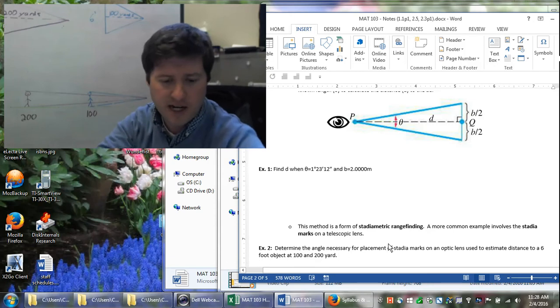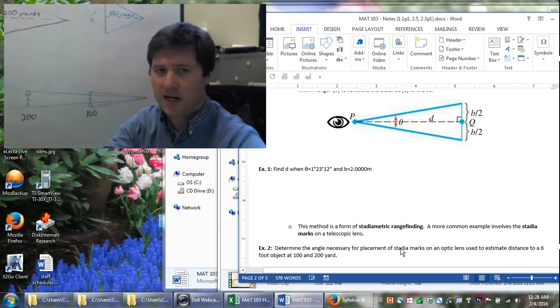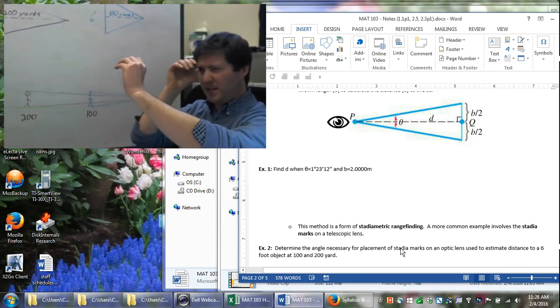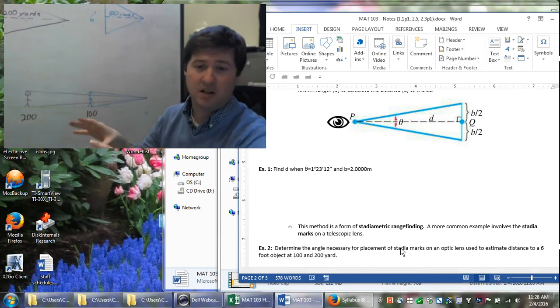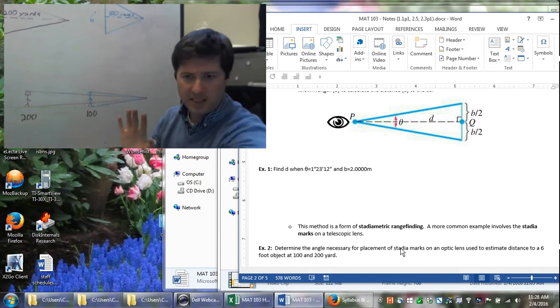82.634 meters. We're working with meters. This is also in meters. So there we have it.